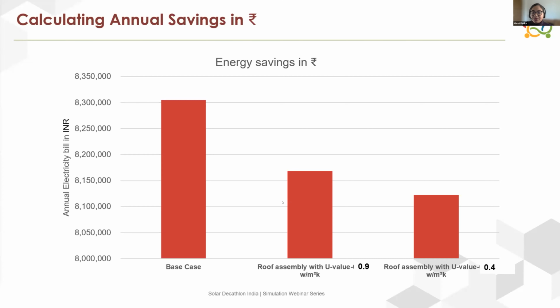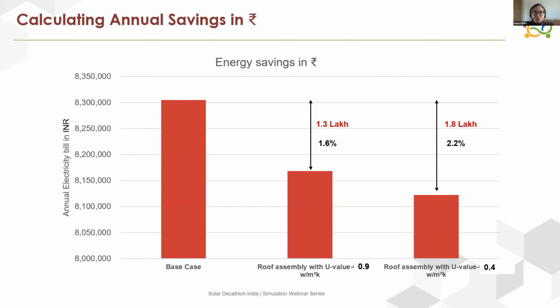In this graph, the y-axis shows annual electricity bill in INR, and the x-axis shows three cases. The base case is the case where we have no insulation. Case 2 is the roof where the U value is 0.9 watt per square meter Kelvin, which will require roughly around 15 mm of insulation. Case 3 is the U value of 0.4 watt per square meter Kelvin, which would require roughly around 25 mm of insulation. And these are the numbers which we get in terms of energy saving.